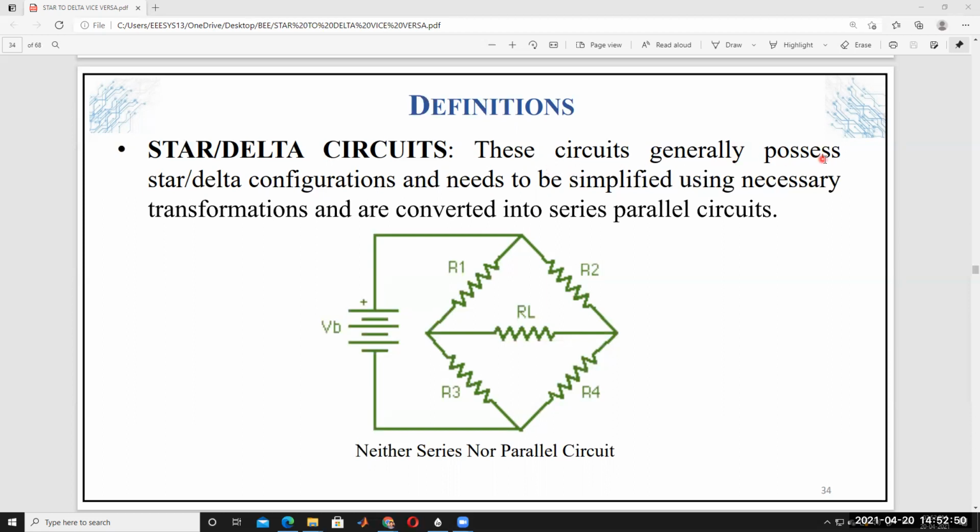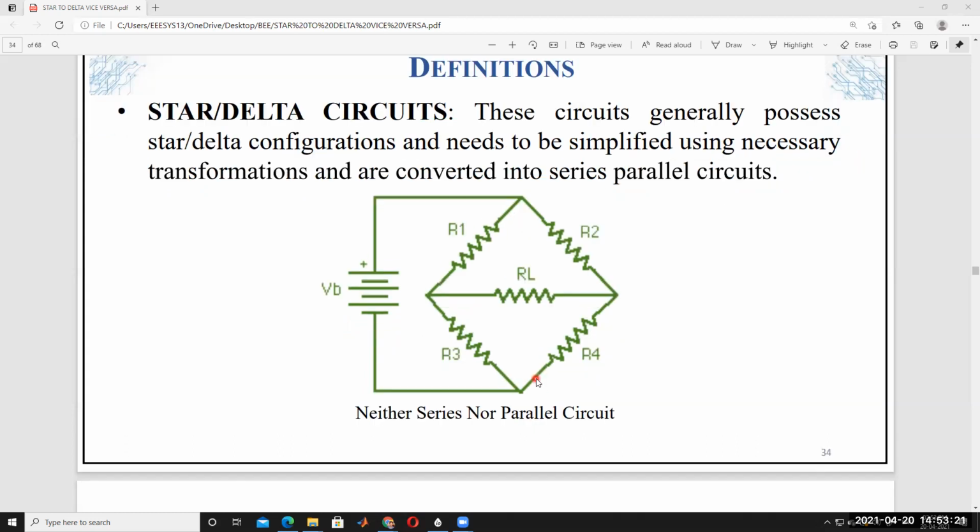These circuits generally possess star and delta configurations and need to be simplified using the necessary transformation and converted into a series and parallel circuit. So these R1, R2, R3, R4 are neither series nor parallel circuits. All the resistors are not in series and also not in parallel. For such cases, star to delta and delta to star transformation techniques are used.